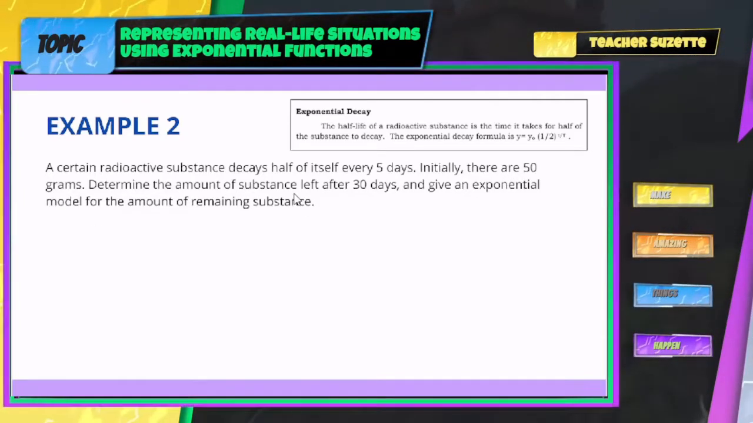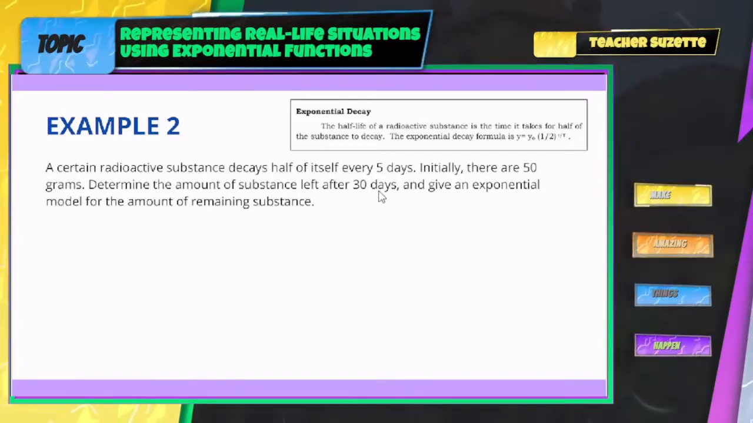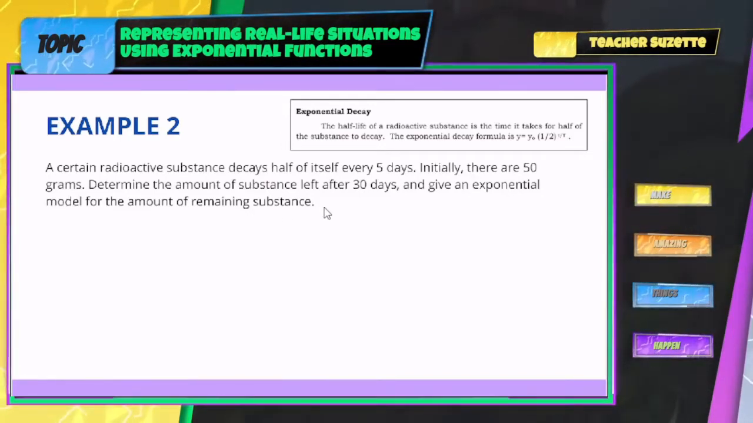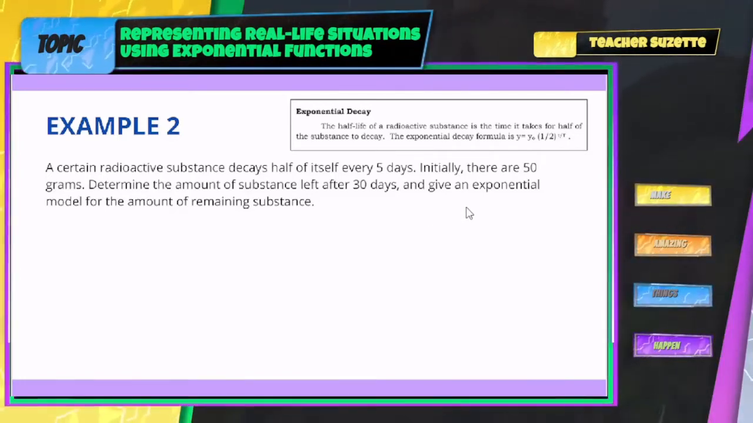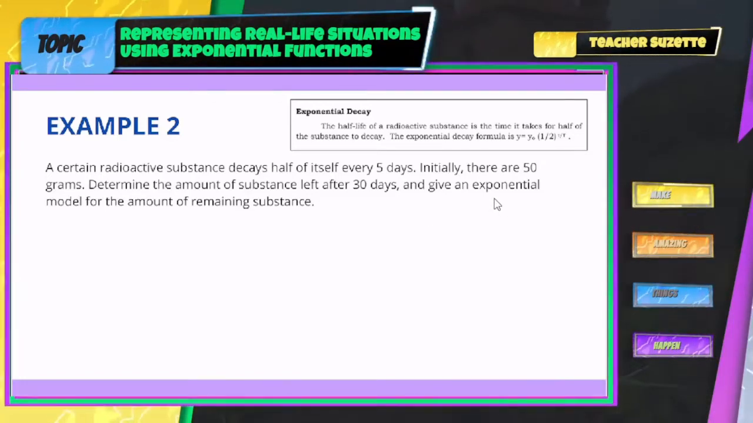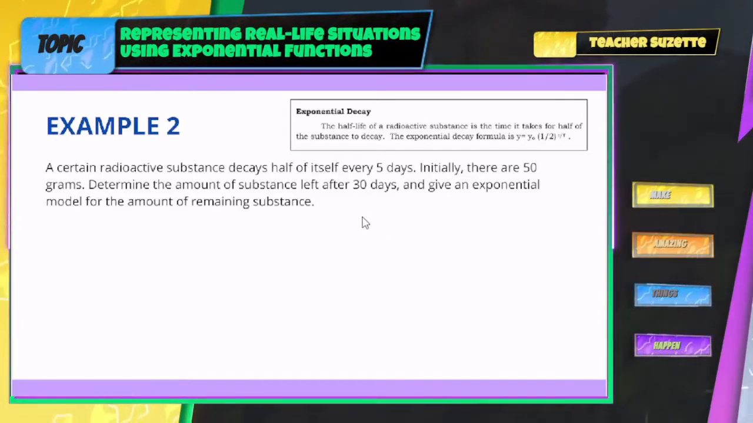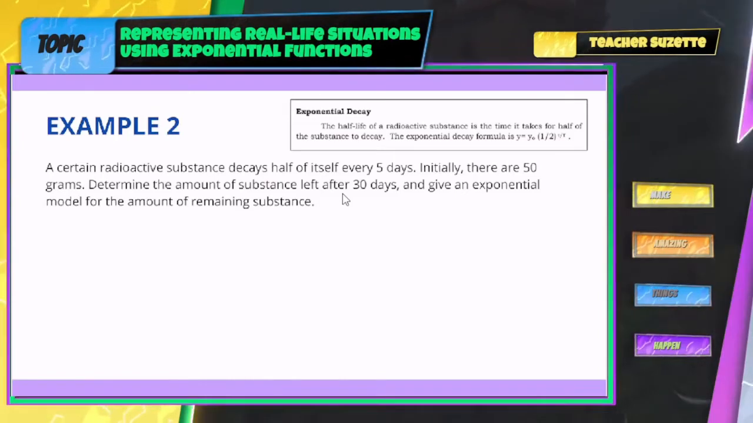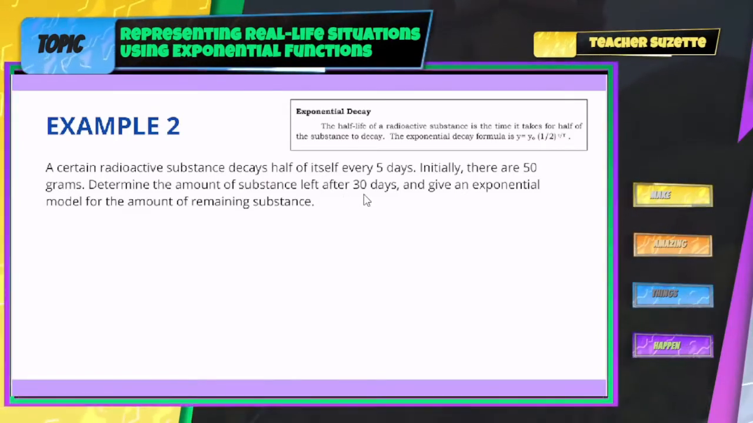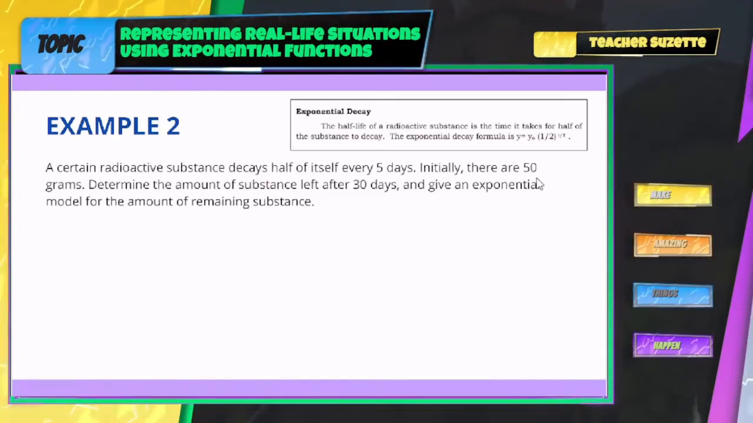Determine the amount of the substance left after 30 days and give an exponential model for the amount of the remaining substance. To solve example number 2, first let's write our exponential model for our problem. Then from there, we can solve our main problem, which is how much will be left after 30 days of our 50 grams of radioactive substance.